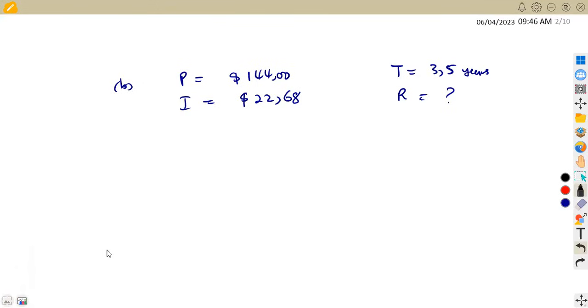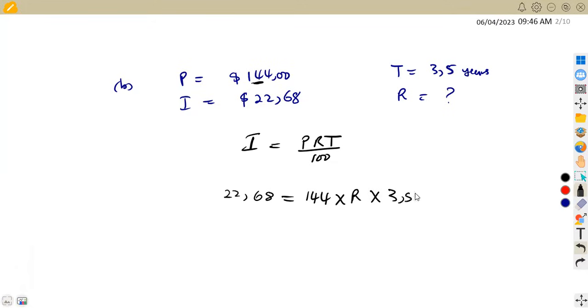Remember, from simple interest, you can simply use the formula we have for interest: our interest I is equal to PRT over 100. That is the principal times the rate times the time. So we have the interest at 22.68, which is equal to the principal, the initial amount, $144, times the rate, which is the one we are supposed to calculate, times the time, 3.5 years, everything over 100. So this can give us the value of R.